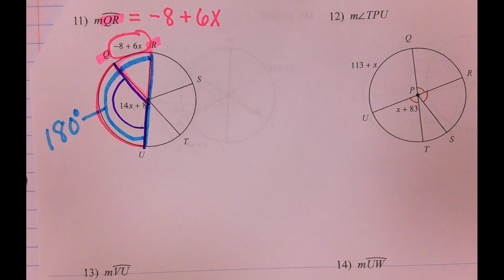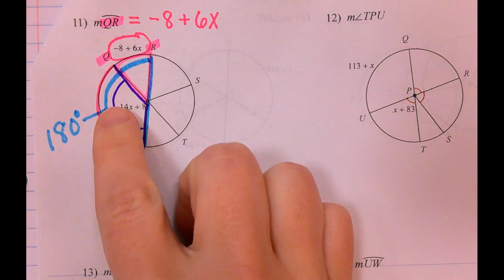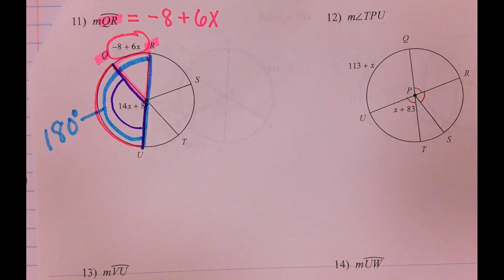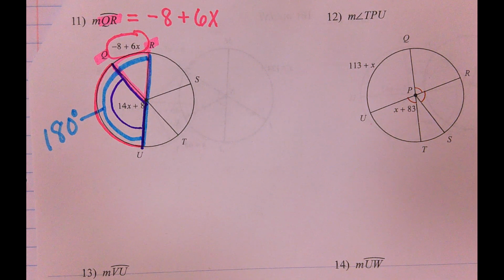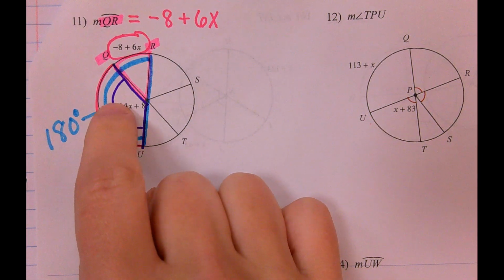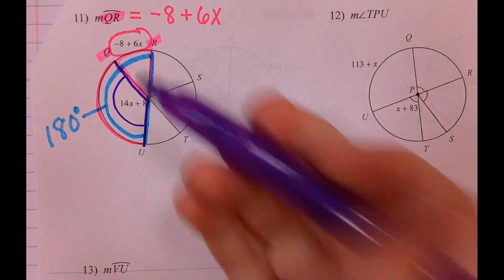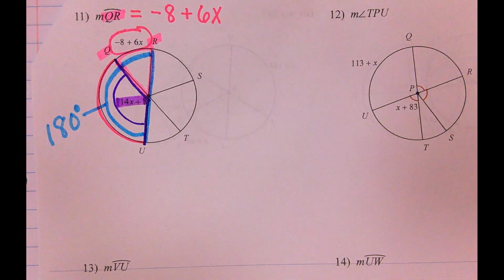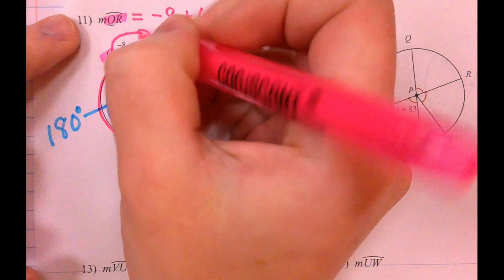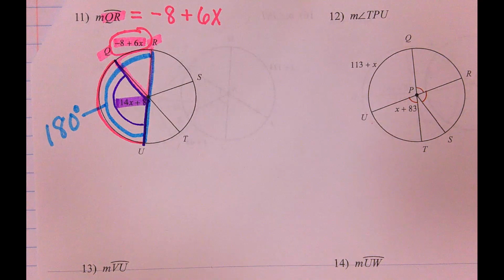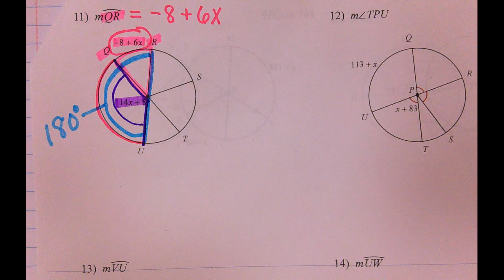So normally if we have those angle measures already, like let's say this was 140 and this was 40, we could say 140 plus 40 equals 180. We don't have the angle measures, but we do have values. I've got my -8 plus 6x, and I have 14x plus 8. Is there anything I can do with those values? Put them together on the left side of the equation and equal it to 180.